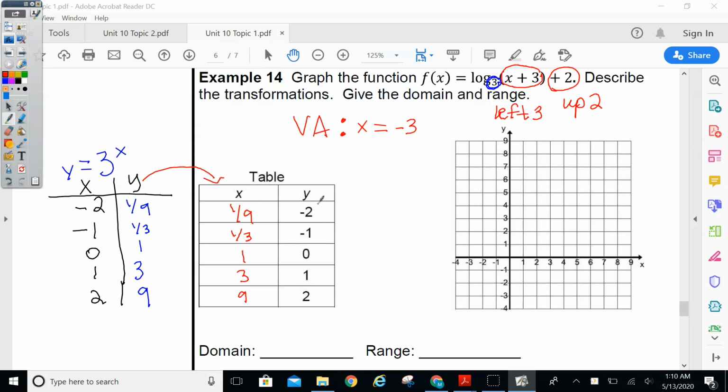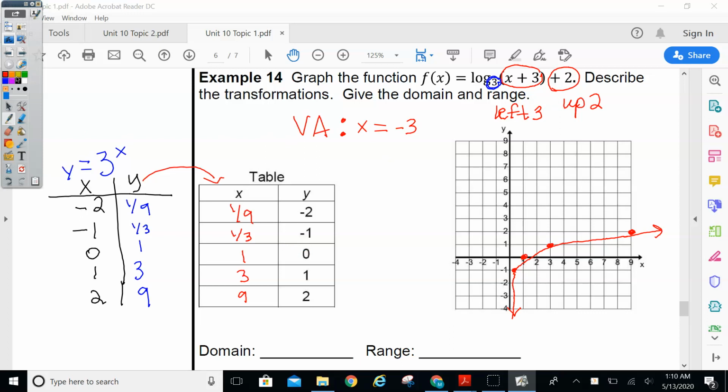You don't always have to graph this one, but I want to graph it to show you the starting one and then the finished one. So at 9 it's 2. At 3 it's 1. At 1 it's 0. And at 1/3 it's -1. So this one is what the non-shifted graph looks like. So it's that one's the one centered at 0.